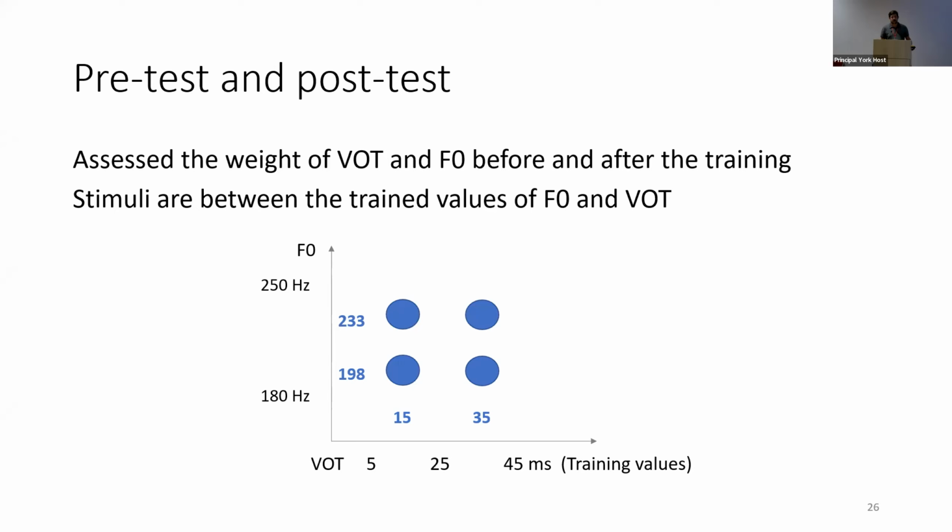Then we tested them on new values of VOT and F0 that were in between these training values, right? That were equally different from the training values in different conditions. So they need to generalize from 5 to, let's say, VOT15 and VOT35, and from 45 training to VOT15 and VOT35. So here's the results.